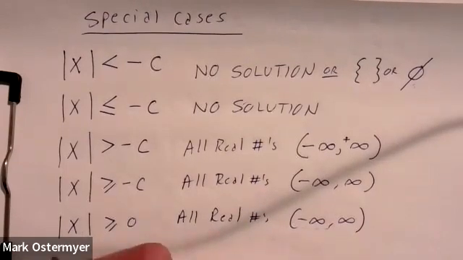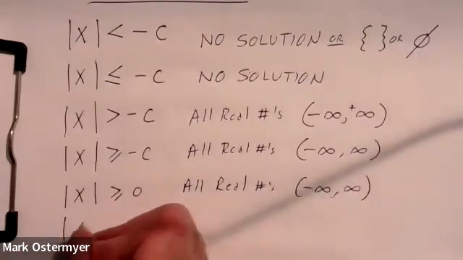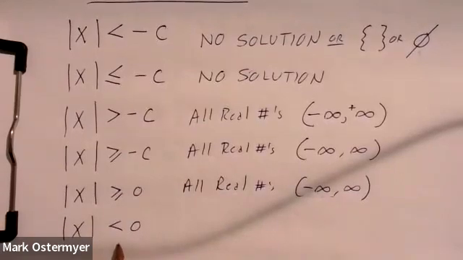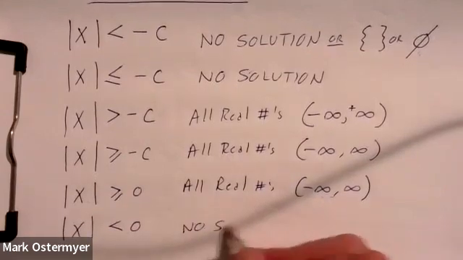There's one other case here. If you have the absolute value of x being less than 0, what do you think? To say that a quantity is less than 0 is to say that it must be a negative quantity. Well, there's no way you can take a positive absolute value of anything and generate a negative. So there would be no solution to this situation here.